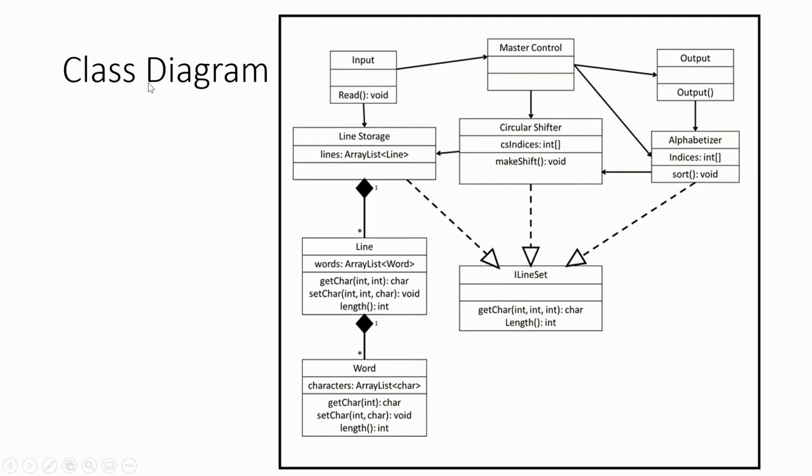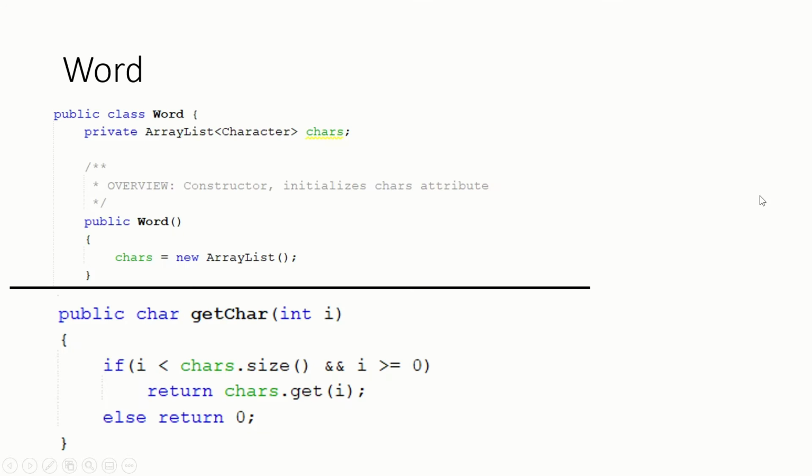Looking at the class diagram, first of all, the line storage, circular shifter, and alphabetizer components will implement an iLineSet interface. A line storage will be made of multiple lines, and a line will be made of multiple words. The input will interact with line storage and master control, and then master control will interact with circular shifter, who will interact with line storage, and the master control will also interact with the alphabetizer, which will interact with circular shifter and line storage. Then that will interact with the output, which will create the output lines.